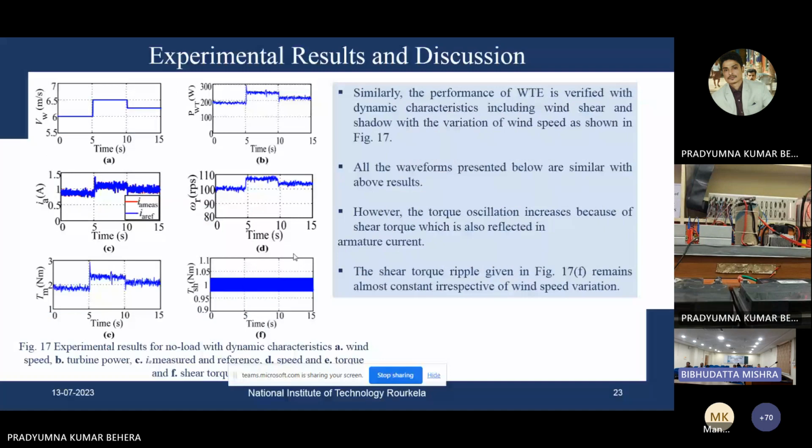So now I'm going to explain the experimental results for no load condition, including the dynamic characteristics. Here we have included the effect of wind shear and tower shadow with variation of wind speed as well. All the waveforms presented above are similar to the previous result. However, you can see the torque oscillation has increased due to presence of shear torque, and it is also reflected in the armature current. And the shear torque ripple shown in figure F remains constant irrespective of the wind speed variation.